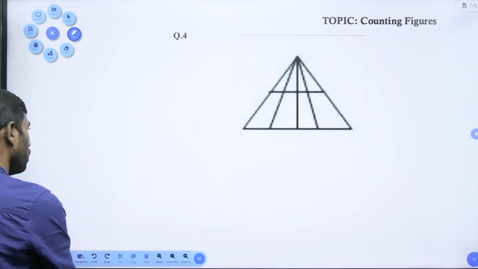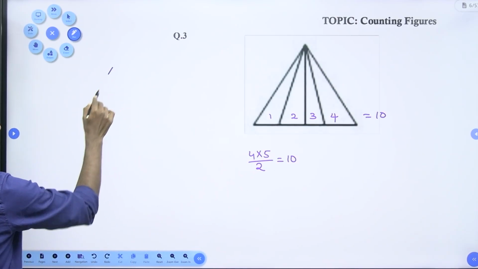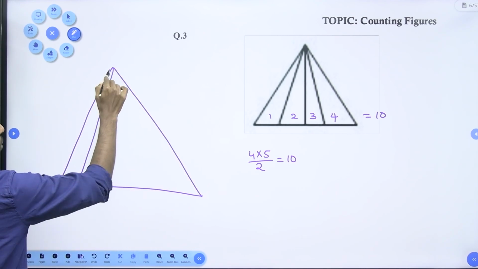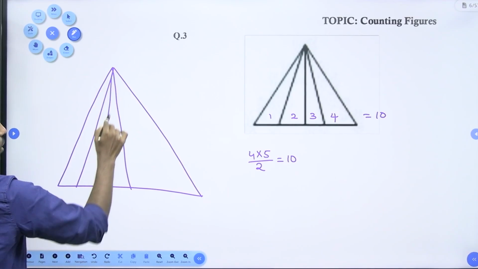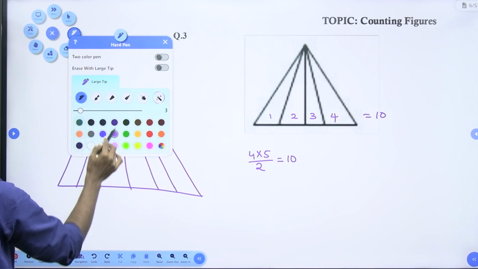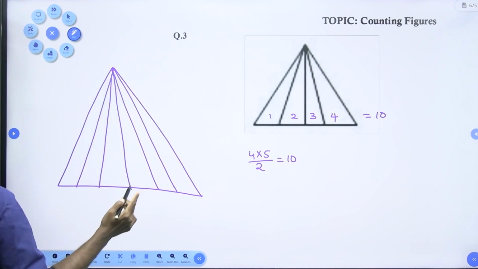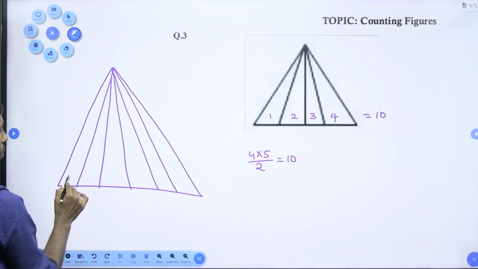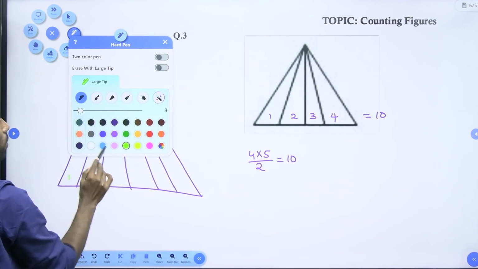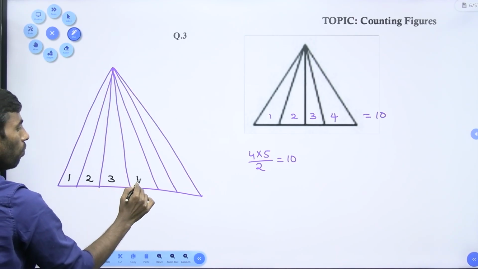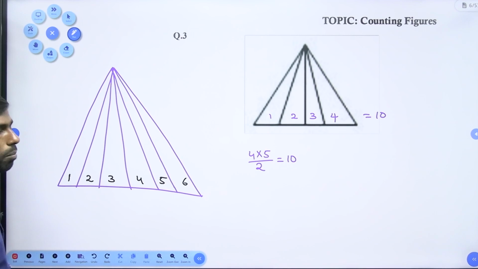Now, before this, I'll take another figure. How many triangles are there in the given figure? Try to find out the triangles in the given figure by using this formula. Gaps are there. Try to give the numbering in the gaps. 1, 2, 3, 4, 5, 6. Number of gaps are 6.